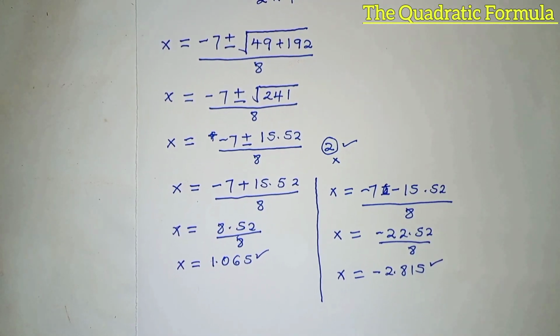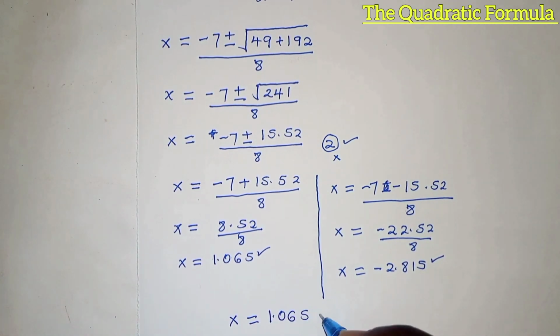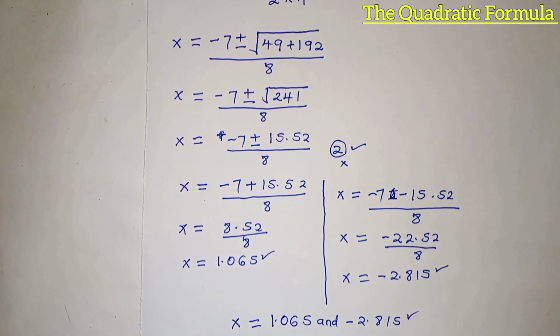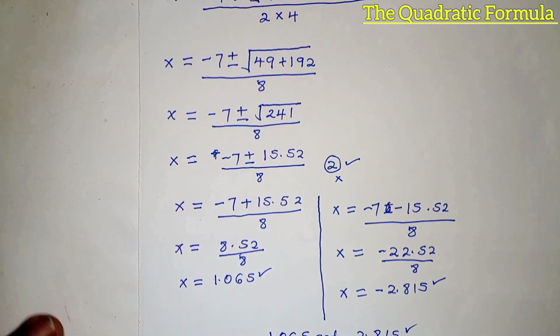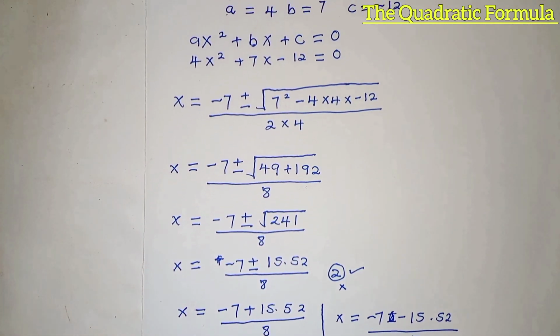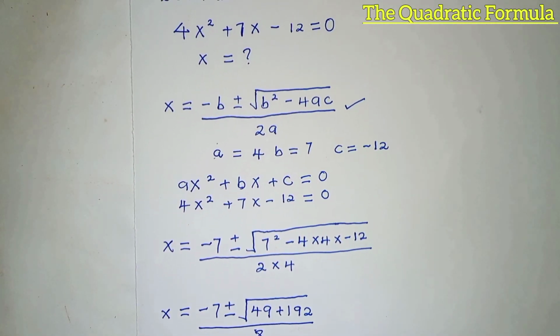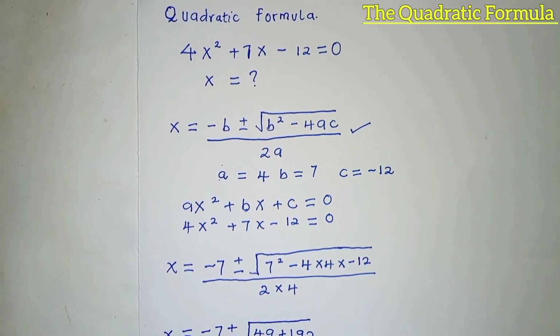So the values of x are 1.065 and negative 2.815, and that's how we find the x values in a quadratic equation using the quadratic formula. Kindly don't forget these steps to find the value of x in a quadratic equation using the quadratic formula. Thanks for watching.